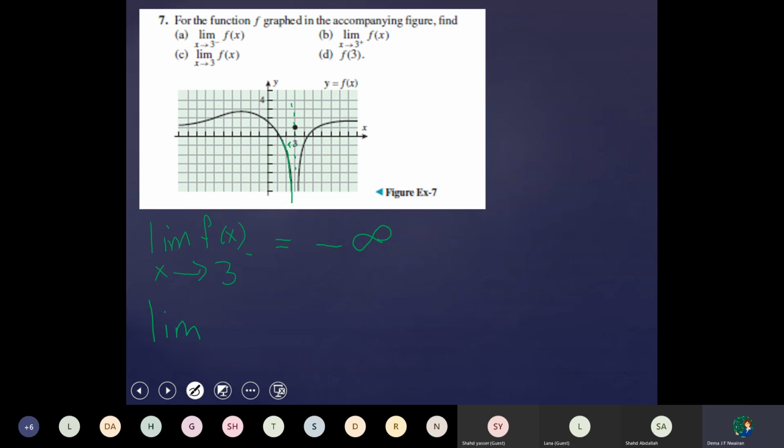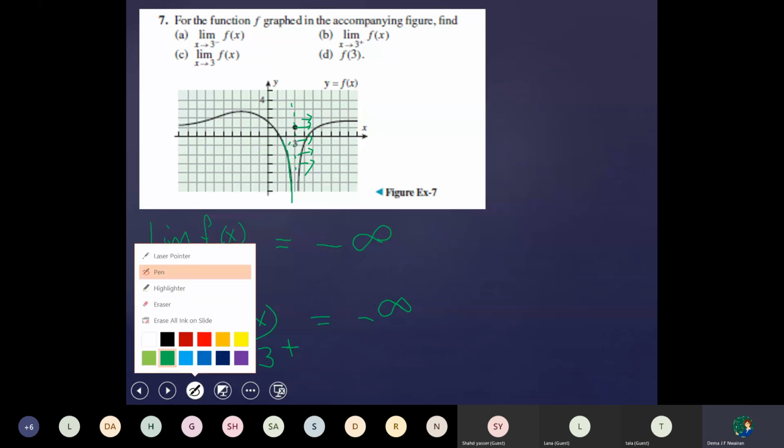Let's see now the limit of f of x when x approaches 3, but now from the right. Where's the 3 from the right? Is it here? Also negative? Yes, thank you. It goes to the negative y-axis, so it is negative infinity.